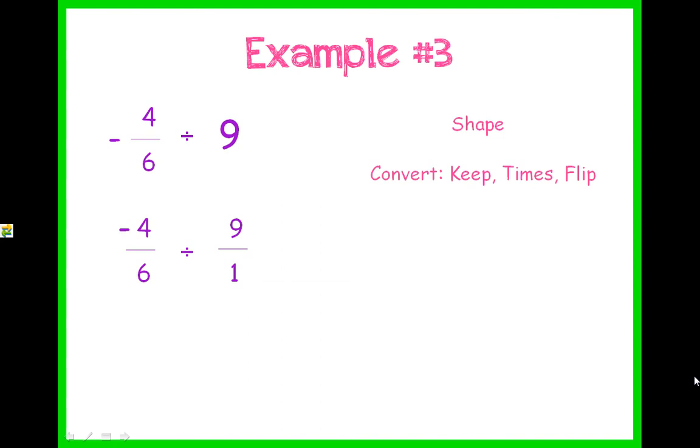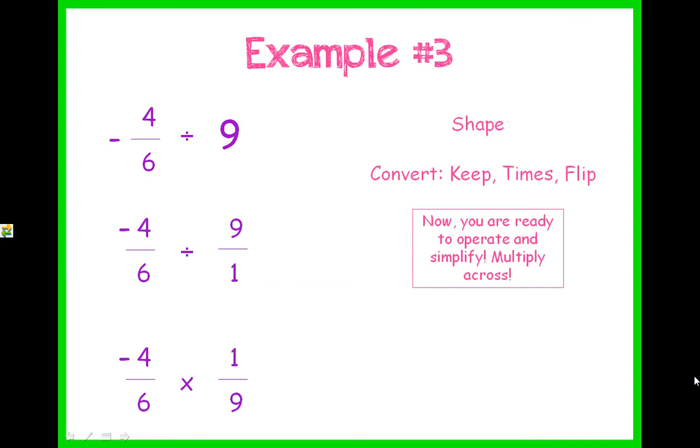Now converting, you're going to change it to multiplication. So this is what you do. You're going to keep your negative 4/6, the division sign changes into multiplication, and then you flip. So instead of 9 over 1, we're going to have 1 over 9. Keep, times, flip. Now you're ready to operate and simplify because you have a multiplication problem. Multiply across. Negative 4 times 1 will give me a negative 4, and then 6 times 9 will give me 54. Divide by 2 to simplify. Negative 4 divided by 2 is negative 2. 54 divided by 2 is 27. There's your answer.